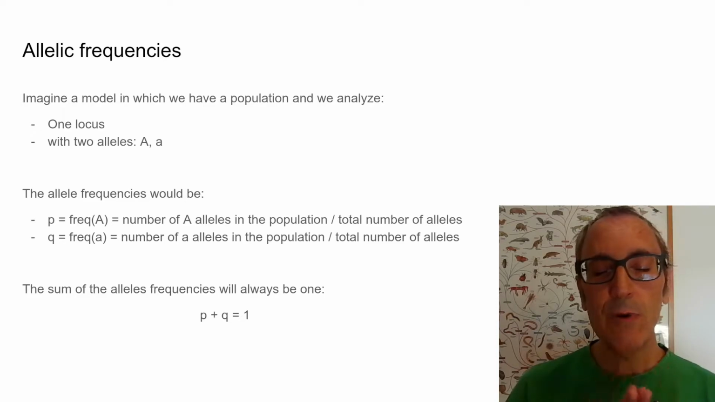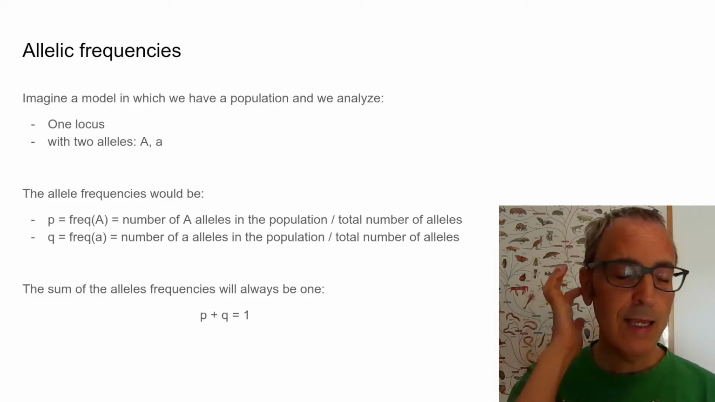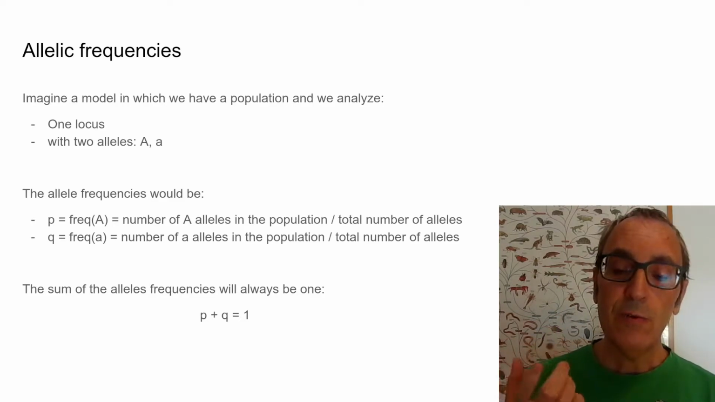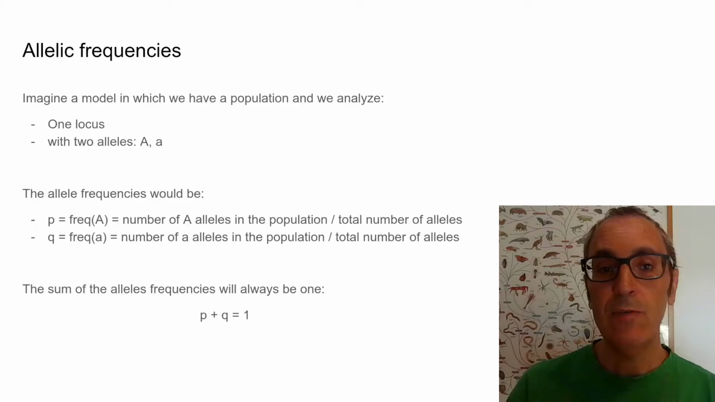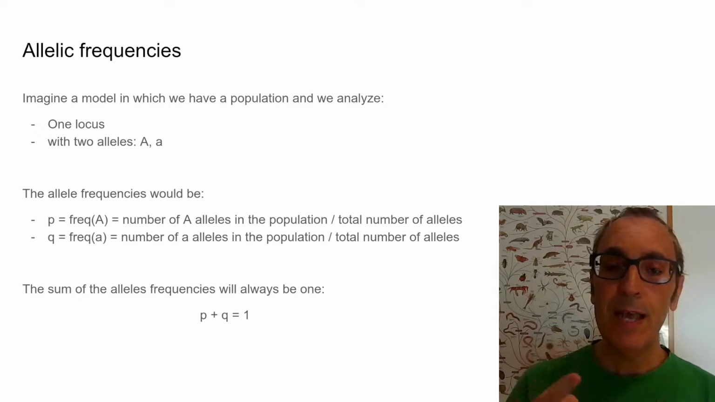One very important idea in population genetics is the allelic frequency. Imagine that you have one locus with 2 alleles, capital and lower A. So the frequencies would be how many alleles of each kind we have in the population. For instance, how many capital A alleles do we have divided by the total number of alleles. That would be the frequency of the capital A allele.